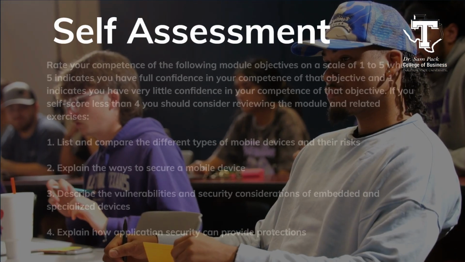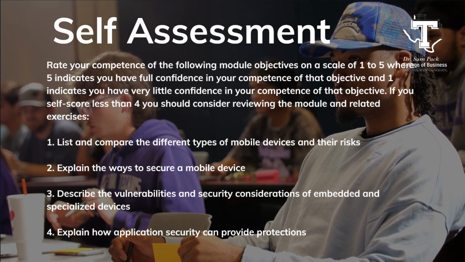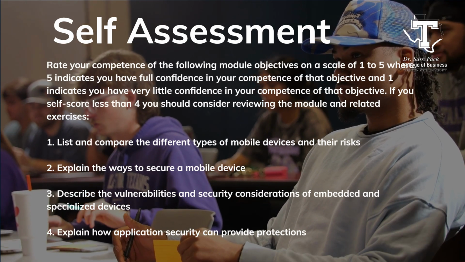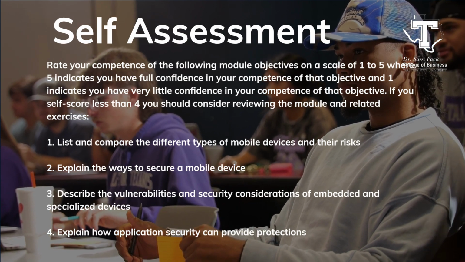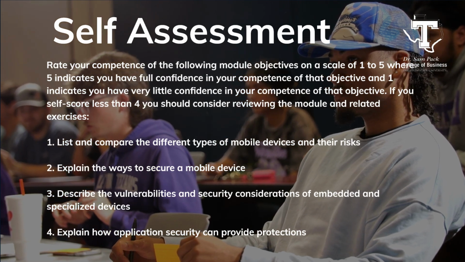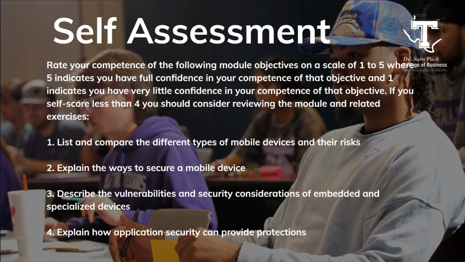Self-assessment. Rate your competence of the following module objectives on a scale of 1 to 5, where 5 indicates you have full confidence in your competence of that objective, and 1 indicates you have very little confidence in your competence of that objective. If you self-score less than 4, you should consider reviewing the module and related exercises. 1. List and compare the different types of mobile devices and their risks. 2. Explain the ways to secure a mobile device. 3. Describe the vulnerabilities and security considerations of embedded and specialized devices. 4. Explain how application security can provide protections.